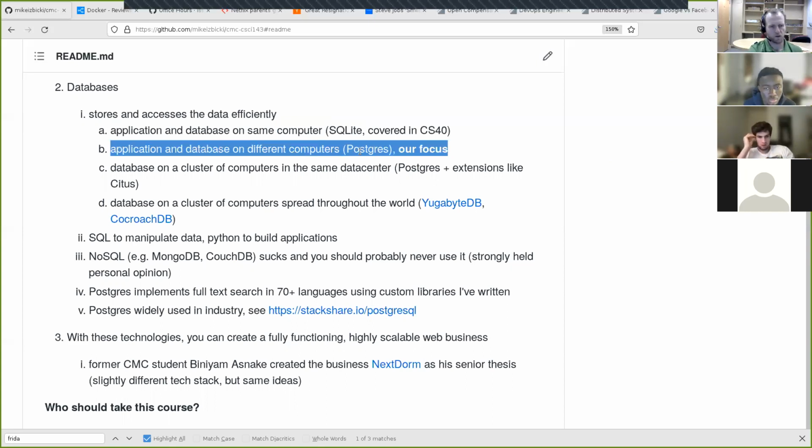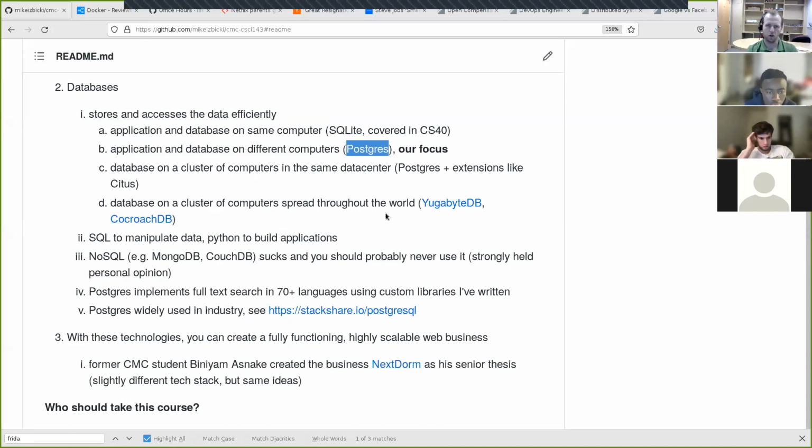Our focus is going to be on this Postgres database system. Postgres has the tagline that it's the most advanced open source database system, and it's sort of the one that all the cool kids are using these days. We'll talk about why that is when we get to that part of the course. But this is what's going to allow us to separate our application and database onto different computers and scale them up to large systems.